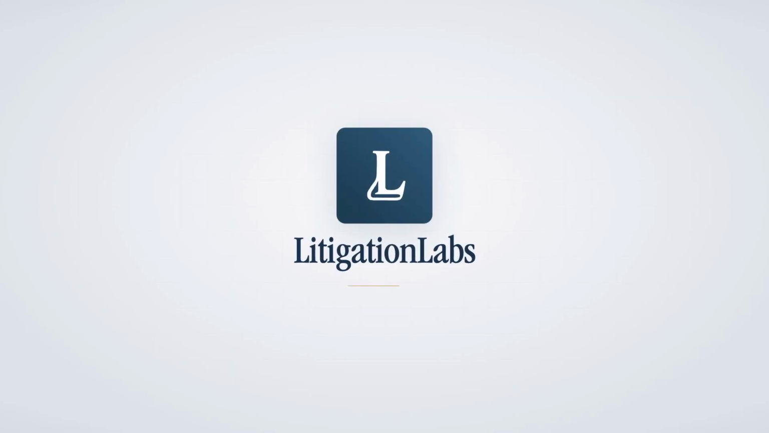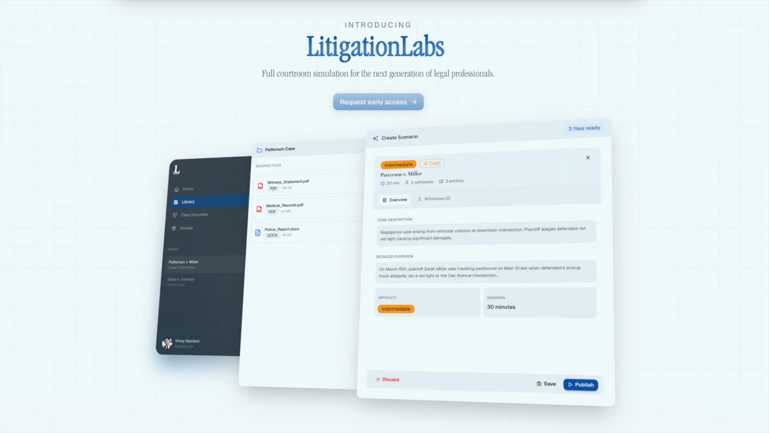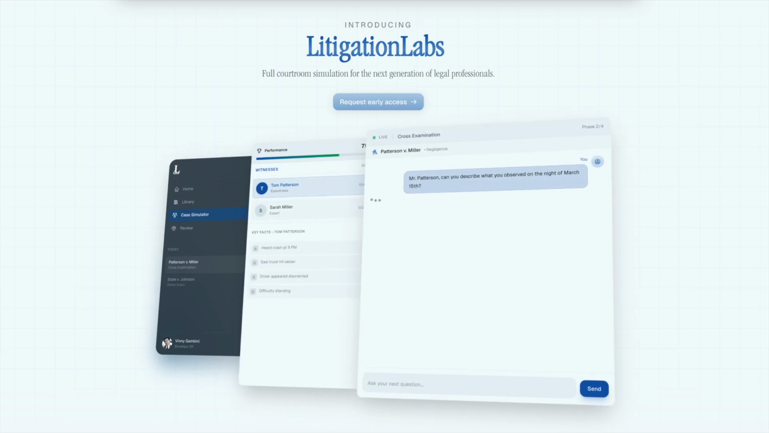Hi, I'm Louie, and today I'm excited to be sharing a demonstration of Litigation Labs, a trial advocacy simulator where lawyers and law students conduct direct and cross-examination, argue objections, and handle exhibits in real time. The judge, opposing counsel, and witnesses are played by AI agents, and their behavior is unscripted and responsive to every move you make.